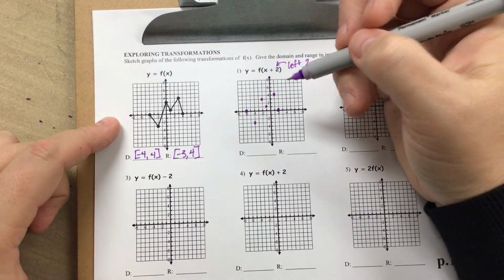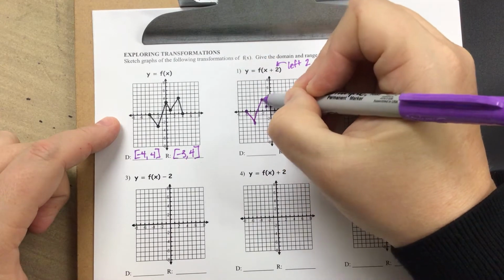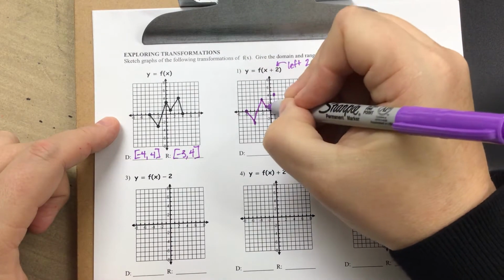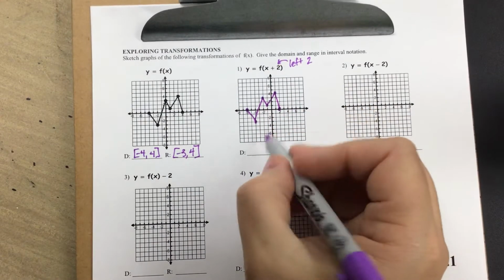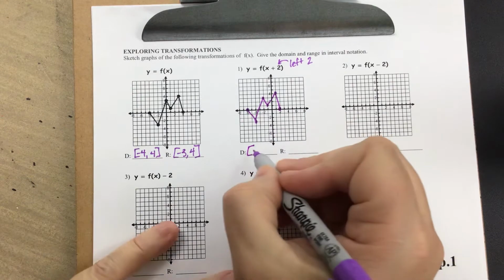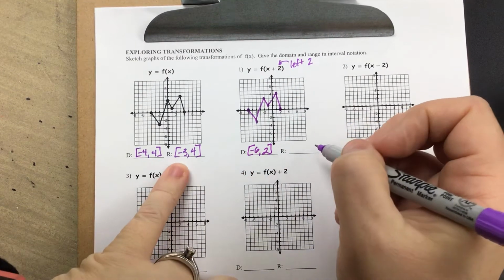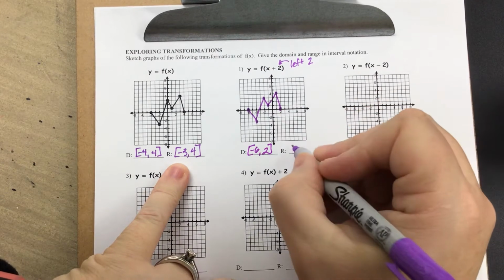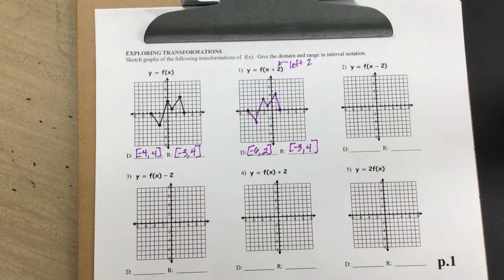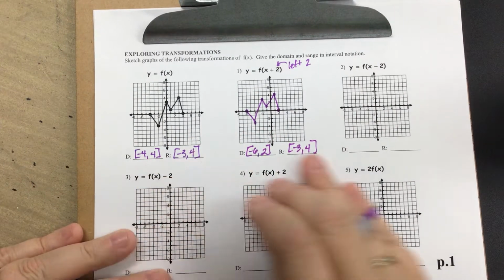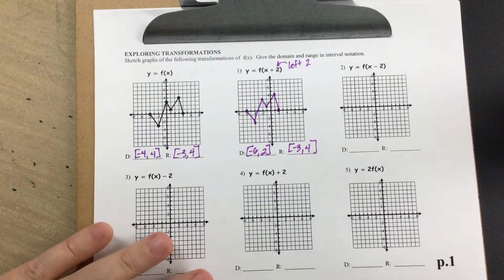If I connect my points, there was no vertical stretch or compression. All we did was move it to the left 2. So my domain is going to be now from -6 to 2, and my range is still -3 to 4. We're just moving our parent function graph based on the transformations that are occurring.